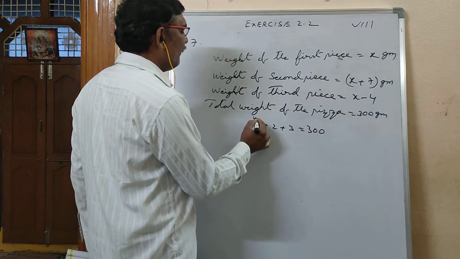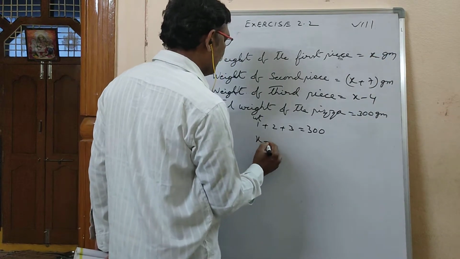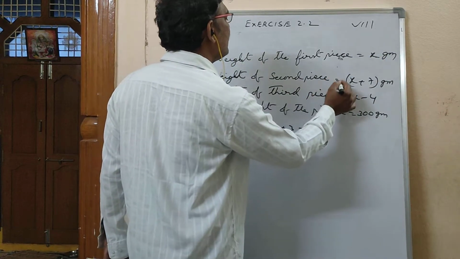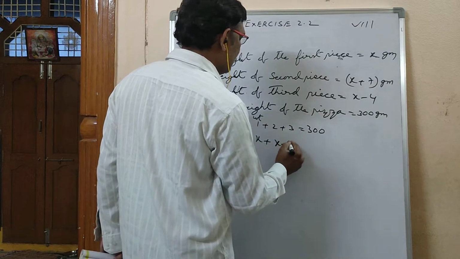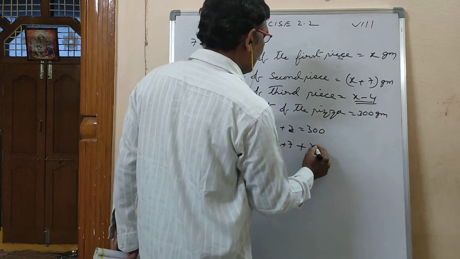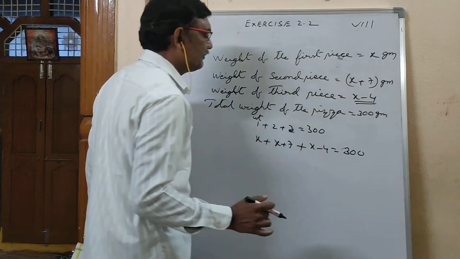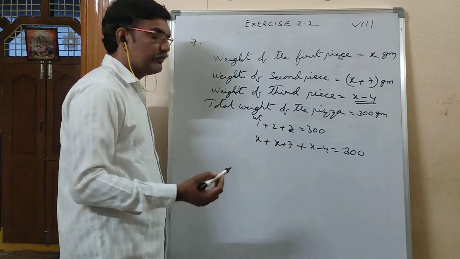Weight of first piece, how much did you assume? x plus. Weight of second piece, how much did you assume? x plus 7 plus. Weight of third piece, how much did you assume? x minus 4. Is equal to how much here? 300. Now like terms, unlike terms.